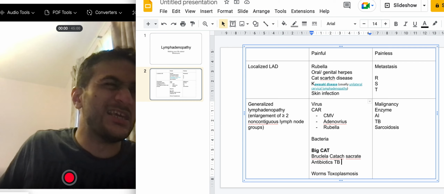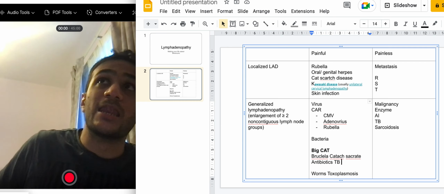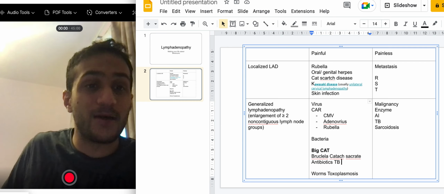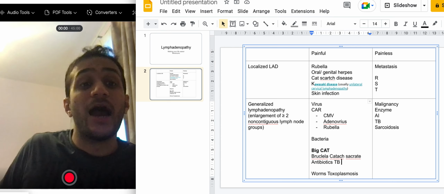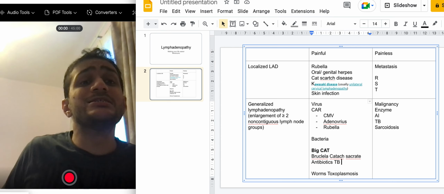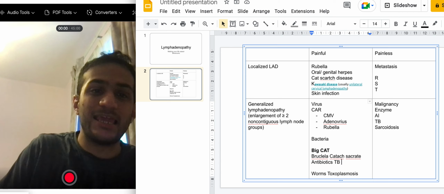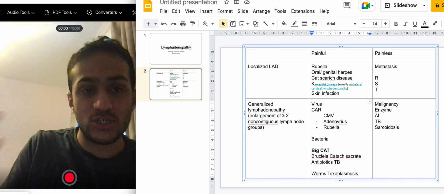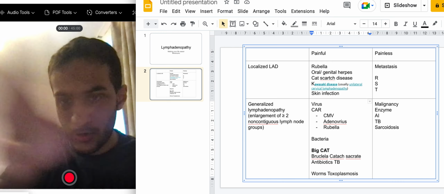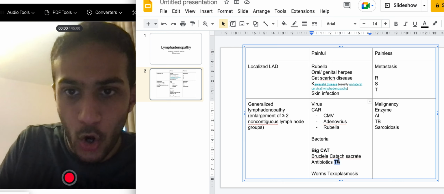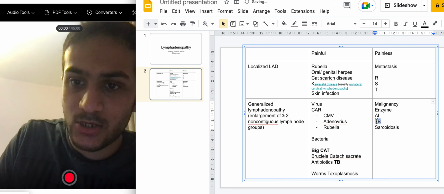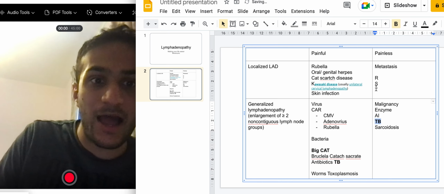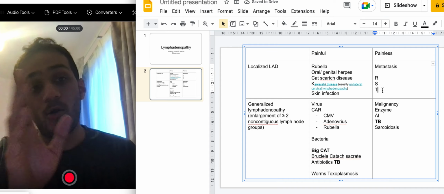What do you call it? The Niemann-Pick, Tay-Sachs disease, for instance. Tay-Sachs disease causes lymphadenopathies. And then we have autoimmune diseases, such as SLE, a very famous autoimmune disease. Sarcoidosis is another famous disease. And obviously tuberculosis can also be. Tuberculosis is all over the place, to be honest. It's going to be here. It's going to be painless. It's going to be painful. And it's also going to be over here in our last part of this.